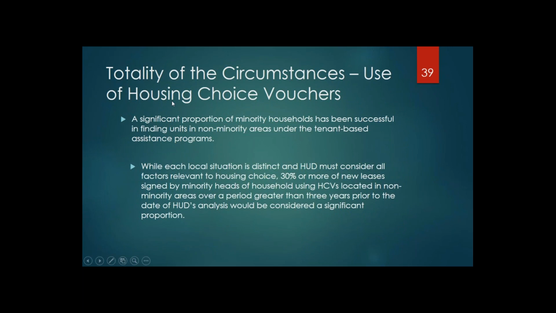And the last factor provided in the regulations is regarding whether a significant proportion of minority households has been successful in finding units in non-minority areas under the tenant-based assistance program. And the notice provides further guidance on this by saying, while each local situation is distinct and HUD must consider all factors relevant to housing choice, 30% or more of new leases signed by minority heads of households using housing choice vouchers located in non-minority areas over a period of greater than 3 years prior to the date of HUD's analysis would be considered a significant proportion.